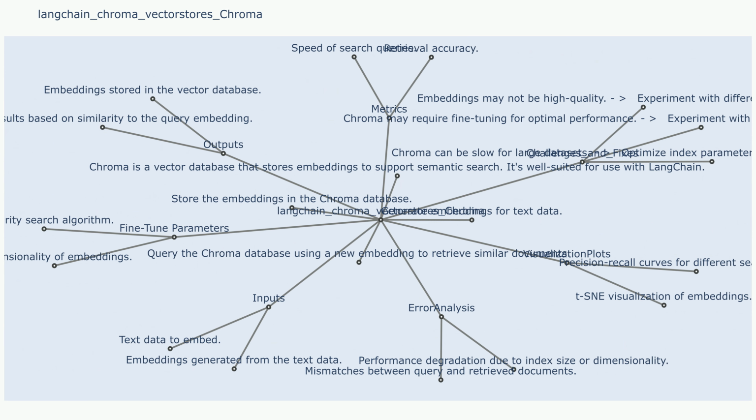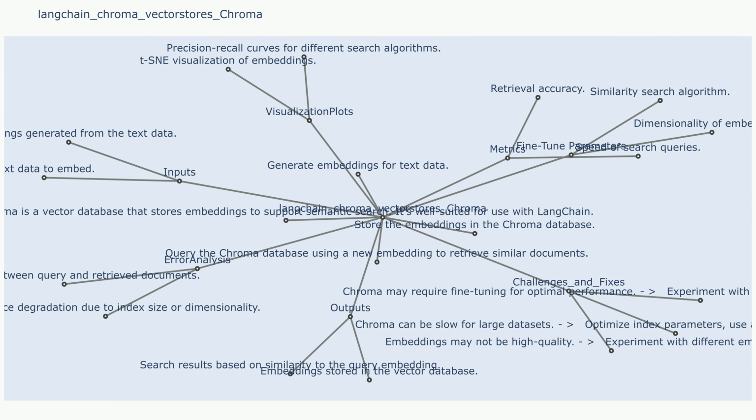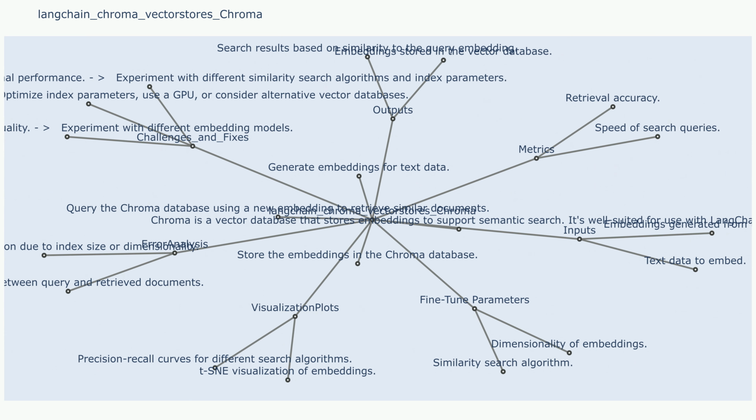Steps. Embedding generation. Chroma uses a pre-trained embedding model like OpenAI's ADA embedding model to create embeddings for the input documents. This process transforms the text into a numerical representation that captures the semantic meaning. Vector storage. Chroma stores these embeddings in a way that enables fast similarity search. It utilizes an efficient data structure like HNSW, hierarchical navigable small world, to optimize retrieval.